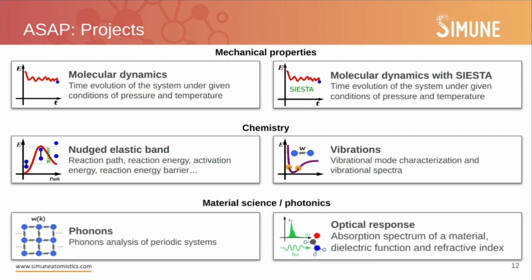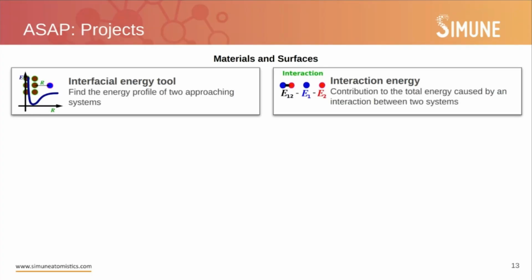For material science and photonics, we have two projects, one for calculating phonons and the other for optical response, so optical absorption, the electric function, and refractive index. Two additional projects are designed to get the interaction energy, so the contribution to the total energy caused by the interaction between two systems. And this one on the left is called the interface analysis tool. It is particularly useful when you want, for example, to extract the energy profile of two systems, which can then be used to extract parameters to get, for example, force fields that can be used for molecular mechanics.